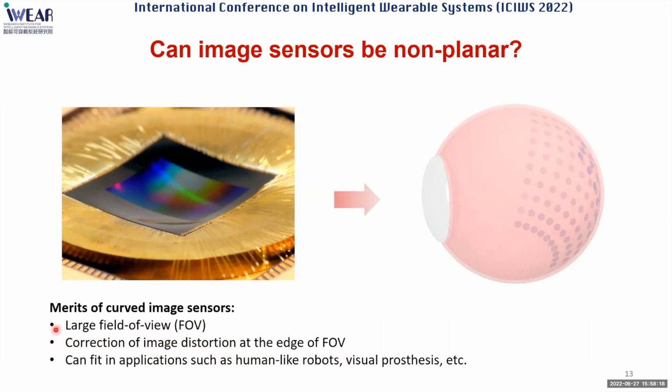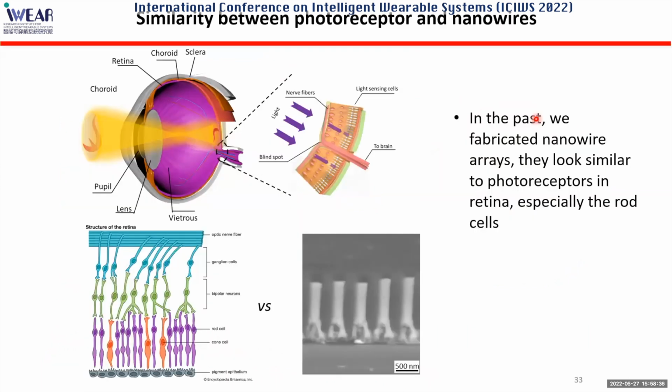And also the curved image sensor can fit into some unique applications, such as human-like robots or visual prosthesis, right? But the curved image sensor will be another very challenging topic because this is completely incompatible with the current CMOS processing.